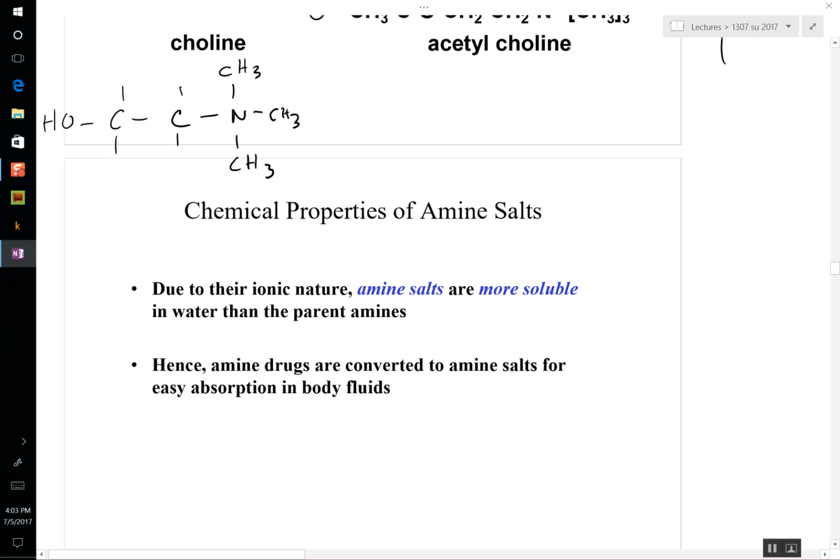Yeah, due to their ionic nature, amine salts are more soluble in water than the parent amines. Hence, amine drugs are converted to amine salts for easier, more effective absorption into the body.